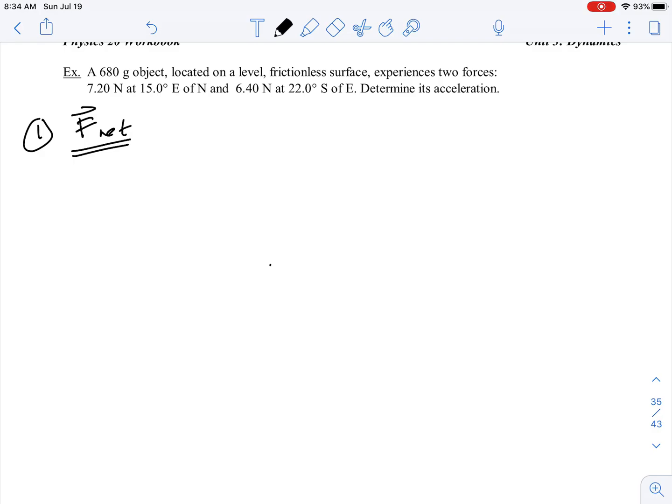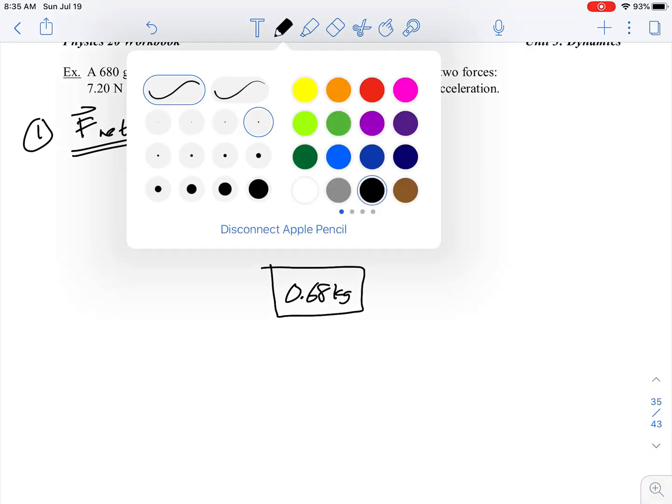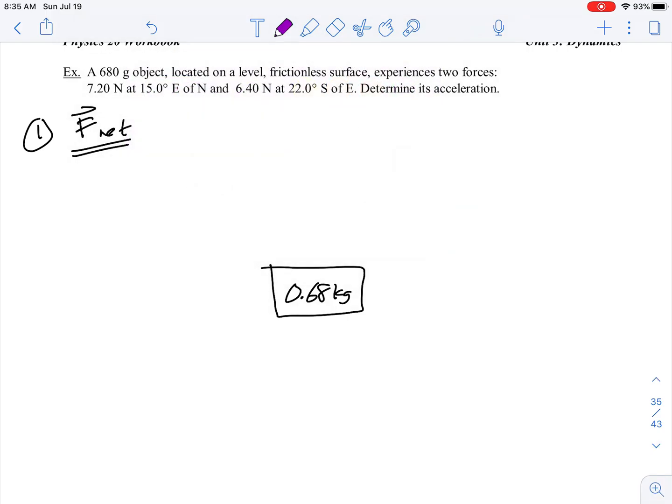Okay, so here's our object. And if you guys notice, the object here has 680 gram mass. So let's make that into 0.68 kilograms just to start off with. Now here are the two forces. We have one that's going east of north. So I'm just going to draw that right onto this diagram here. That I'll do it on the tip right here. So there and there. There is north and there is east. And it's going to be 15 degrees east of north.